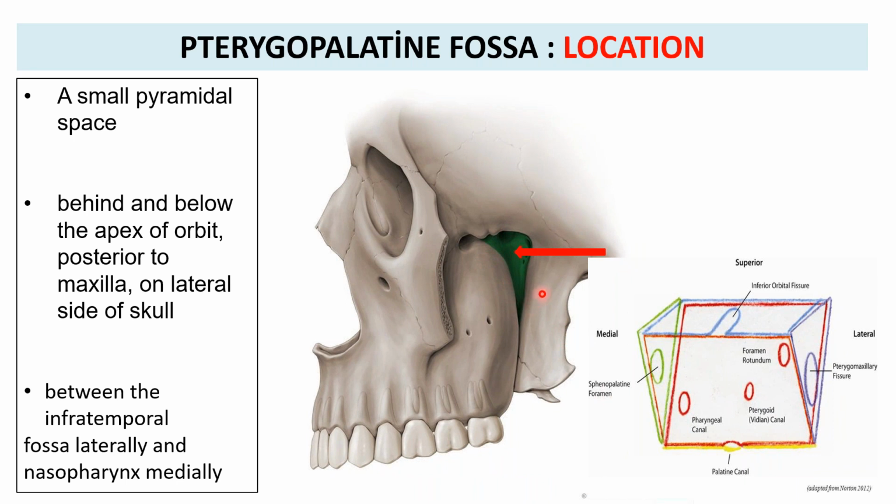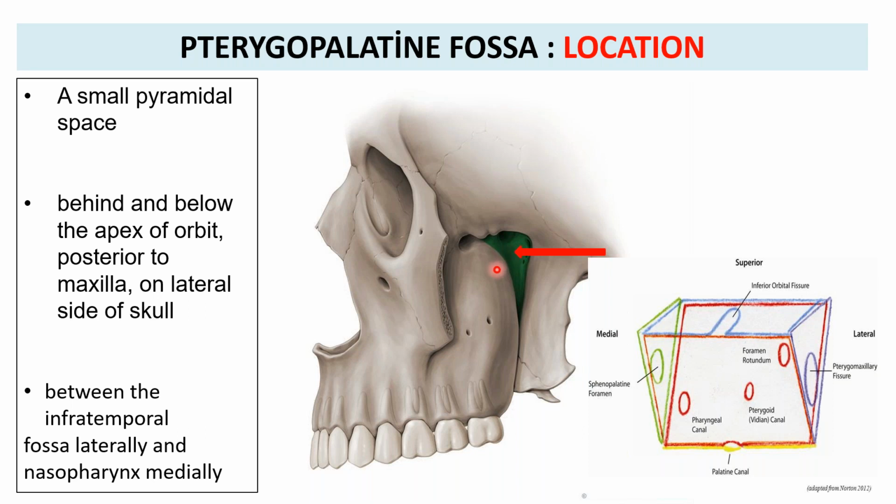So if you see the anatomy of this pterygopalatine fossa, as it's a pyramidal space, the space is behind and below the apex of the orbit. In the previous class, we had seen the orbit. So this was the orbital cavity and the apex of the orbit was somewhere here, which was the optic canal. So below and behind this apex of the orbit and posterior to this bone, which is the maxilla bone, onto the lateral side of the skull, this pyramidal space is called the pterygopalatine fossa.